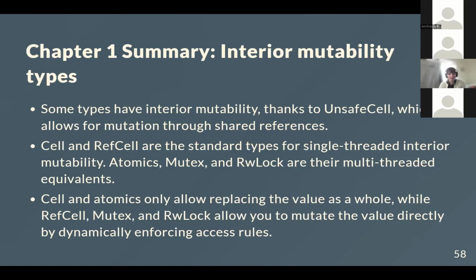Cell and atomics allow replacing the values as a whole, while RefCell, Mutex, and RwLock allow you to mutate the value directly by dynamically enforcing rules. So in the case of RefCell, it panics if you try to mutably borrow too many times, and if you have a RwLock, it blocks until you can access it.